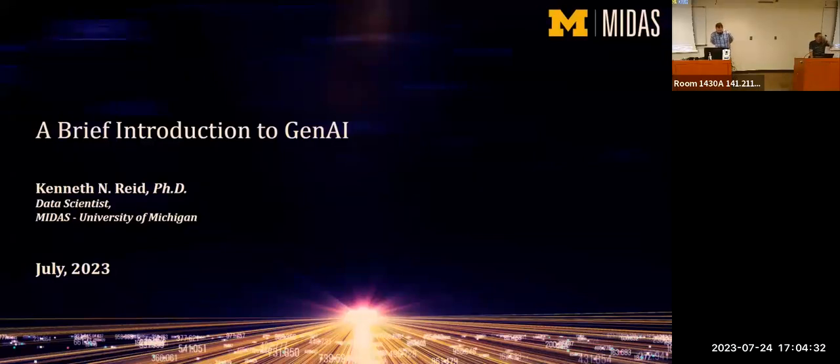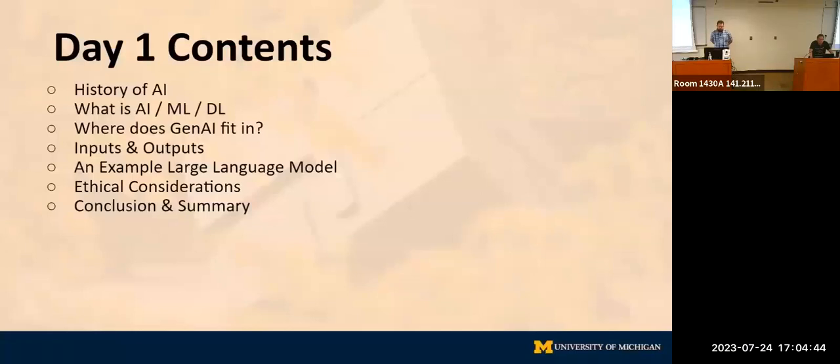So we've got two sessions today and tomorrow on generative AI. Today is going to be a sort of gentle introduction. We're going to talk about, from an overview perspective, what exactly generative AI is. And we're going to talk a little bit about the history of AI, how the inputs and outputs can be, the modality of those. We'll have an example of a large language model that we'll step through piece by piece. We'll briefly mention some ethical considerations, and we'll conclude there.